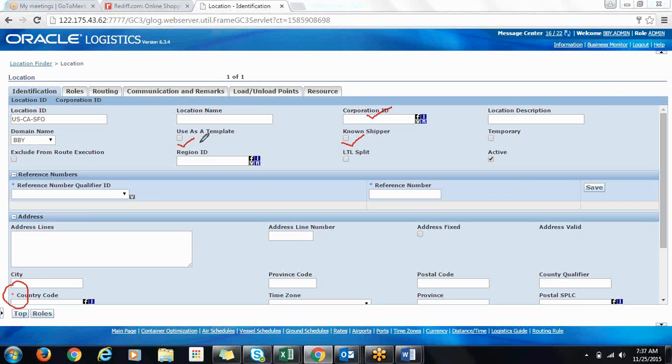Two, use as a template. What do I mean by a template? Template primarily means if you want to use this particular location to create other locations, then you mark it as a template. Let me give a very classic example which happens in India. In India, it's a very common process to have SEZs, that is special economic zones.